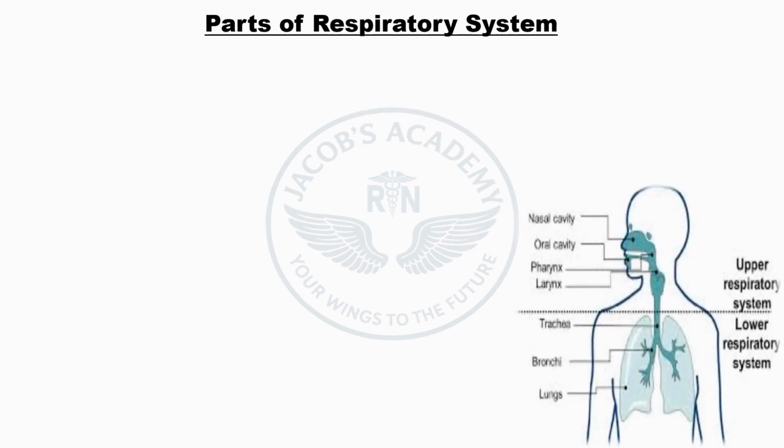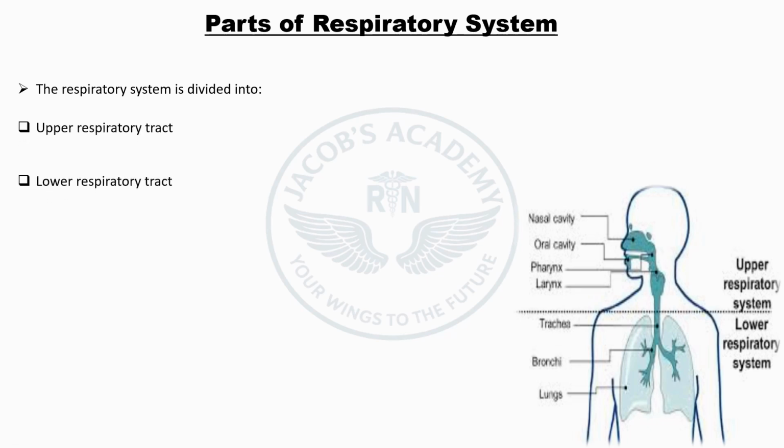Now let us move on to the parts of the respiratory system. So the respiratory system is broadly divided into two main parts: the upper respiratory tract and the lower respiratory tract. So first let us look at the upper respiratory tract. It includes the nose or nasal cavity, the oral cavity, the larynx and the pharynx. These structures help in filtering, warming and moisturizing the air before it reaches the lungs.